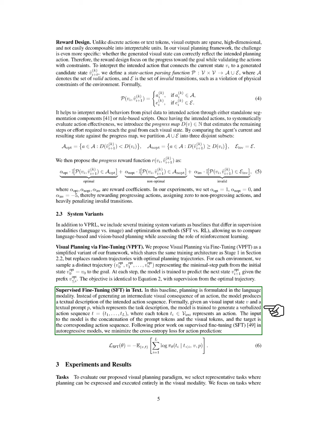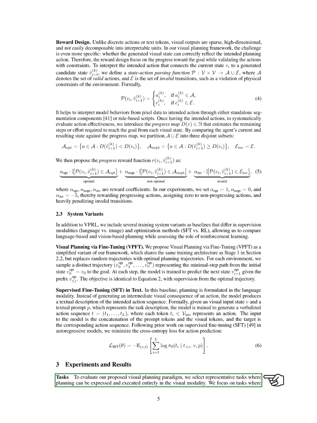In the supervised fine-tuning, SFT, baseline, we focus on planning through language. Instead of creating a visual representation of actions, the model generates a text description of the action sequence. Given a visual input and a task description, the model is trained to produce a sequence of actions in text form. To test our visual planning approach, we choose tasks that can be fully expressed and executed visually.